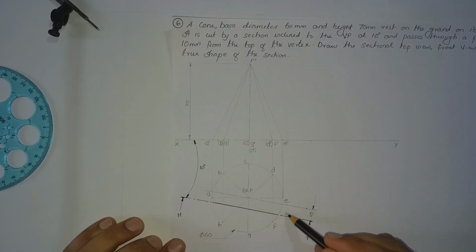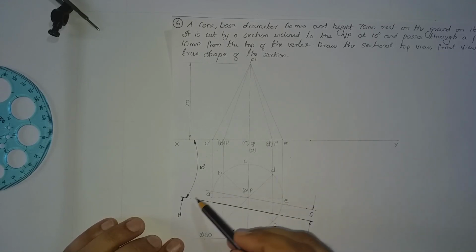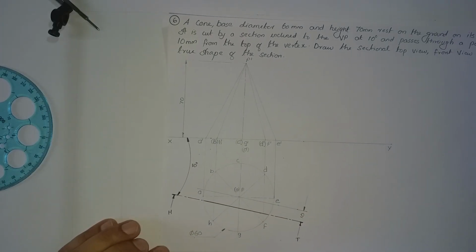As these two lines are parallel to each other, if this line is 10 degrees with respect to the XY line, automatically this line also will be 10 degrees with respect to the XY line. So we have drawn the section plane.